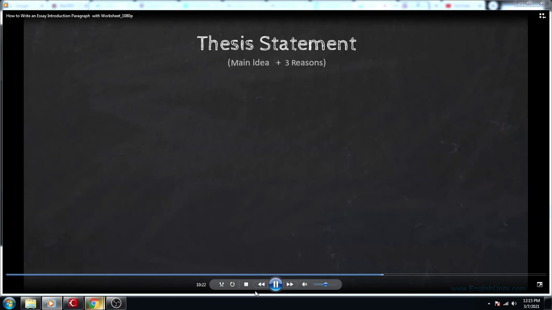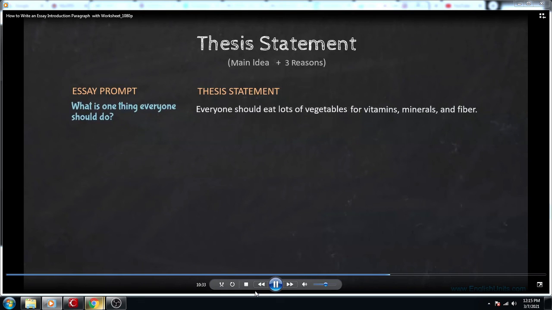Let's look at a few examples of thesis statements about different topics. Prompt 1. What is one thing everyone should do? A thesis statement that answers this prompt is, everyone should eat lots of vegetables for vitamins, minerals, and fiber. Remember, all thesis statements need a main idea or main message, plus 3 reasons that tell why that main idea is true or that explain the main idea.